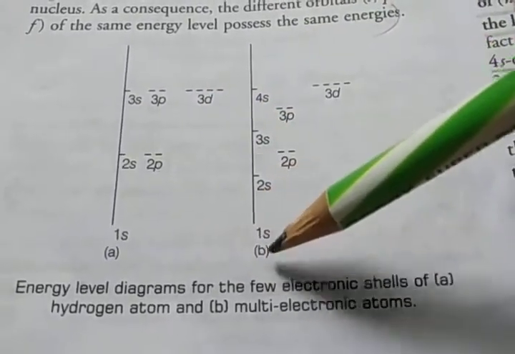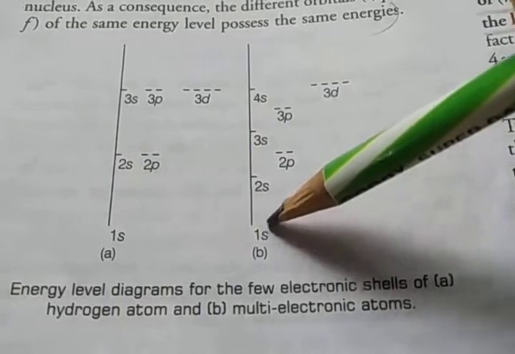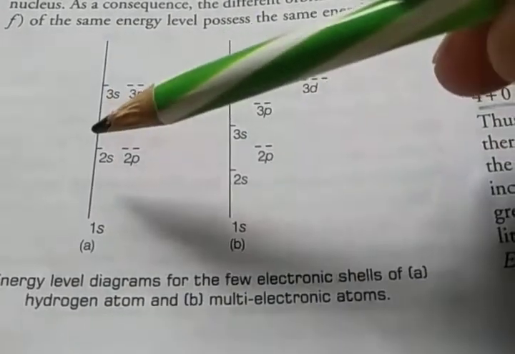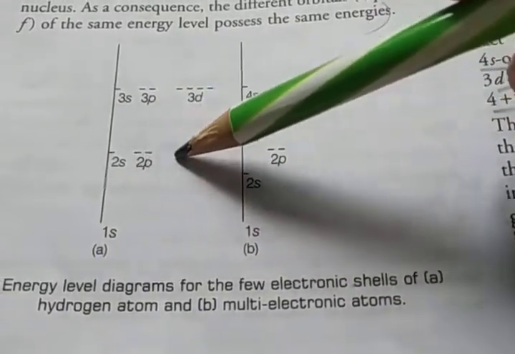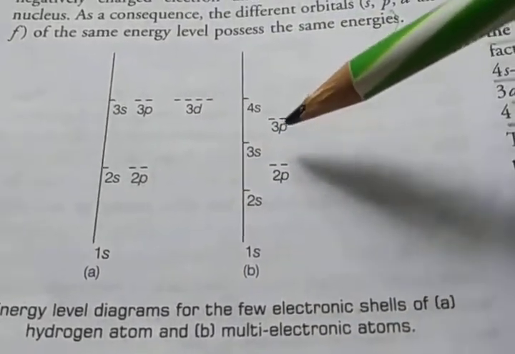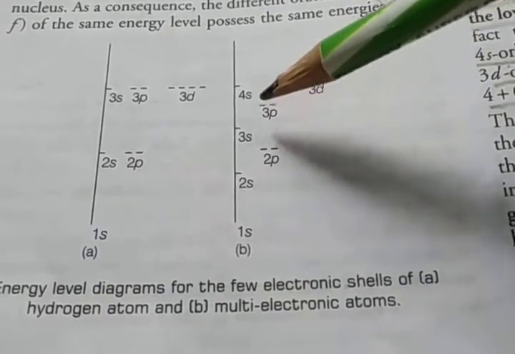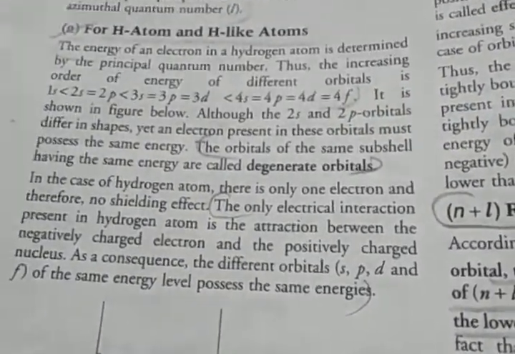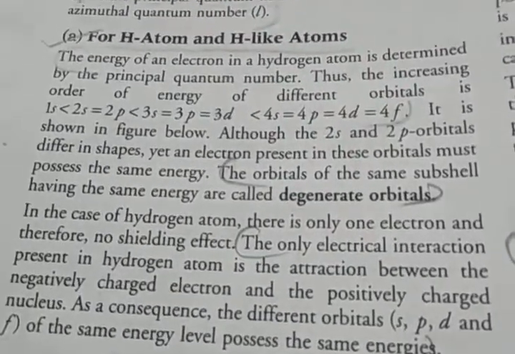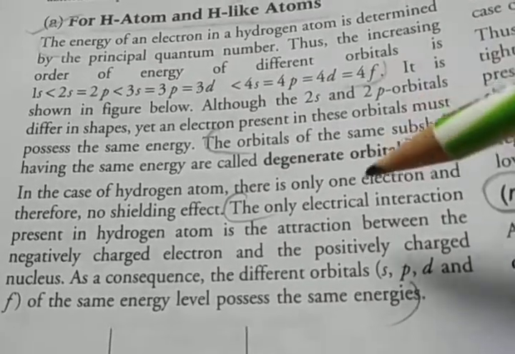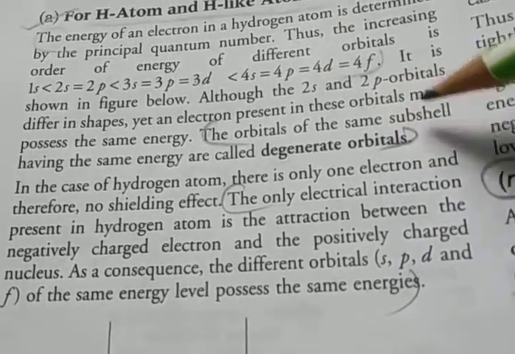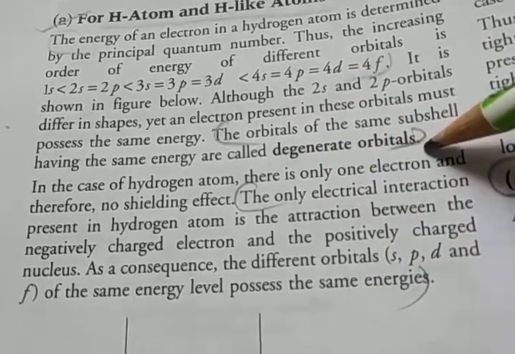But in multi-electron atoms, here you see 1s, then 2s and 2p. There is an energy difference between 2s and 2p, but in the hydrogen atom, 2s and 2p are equal. Then in multi-electron atoms, 3s, 3p and 3d are similarly different. The orbitals of the same subshell having the same energy are called degenerate orbitals.